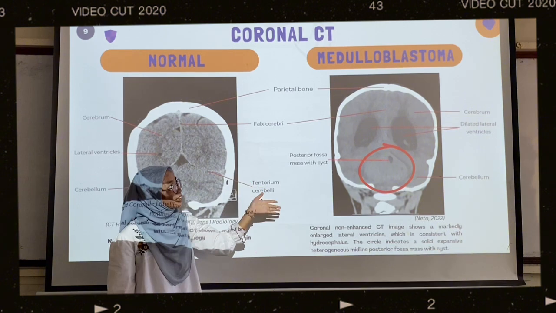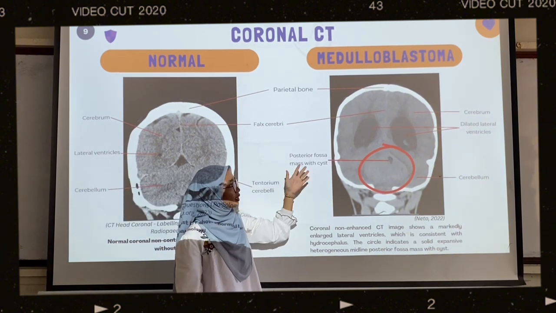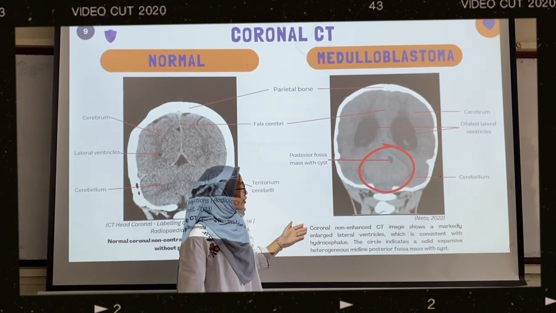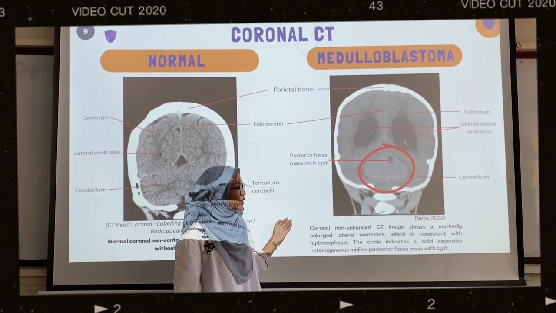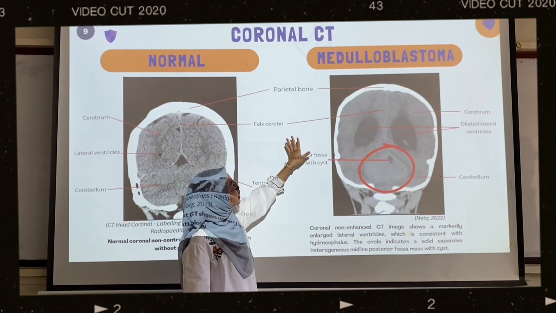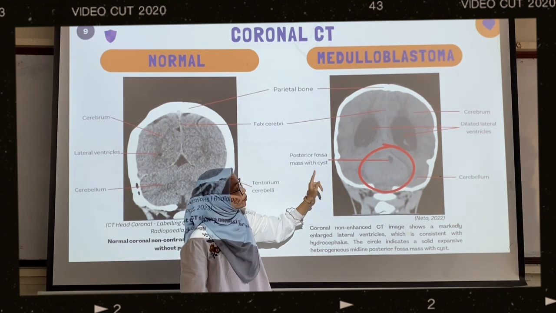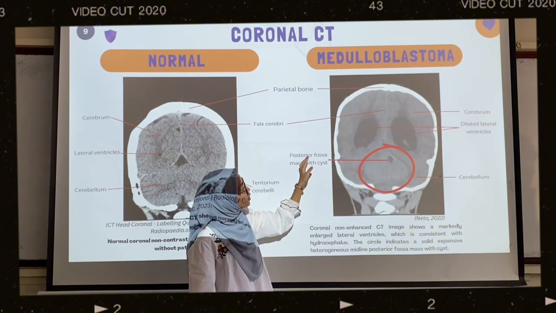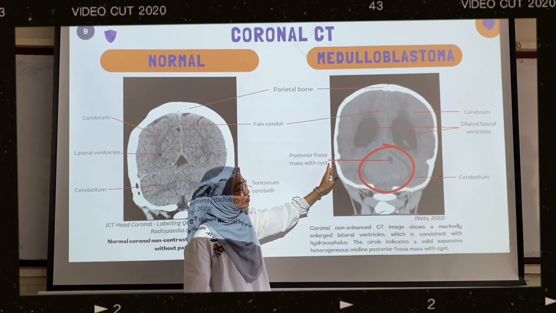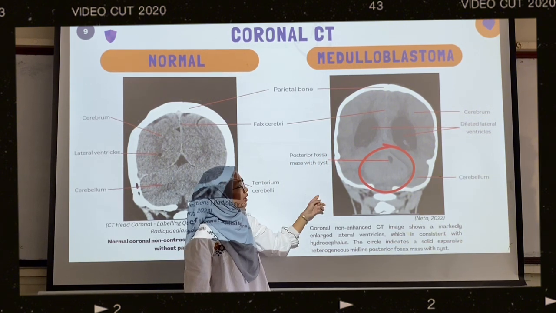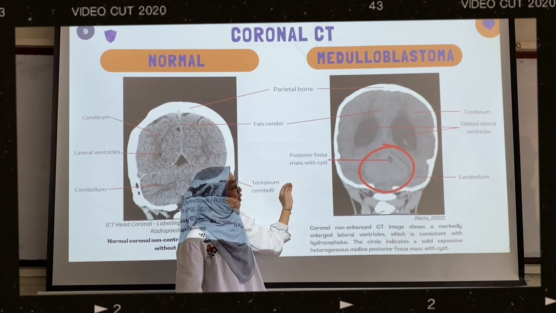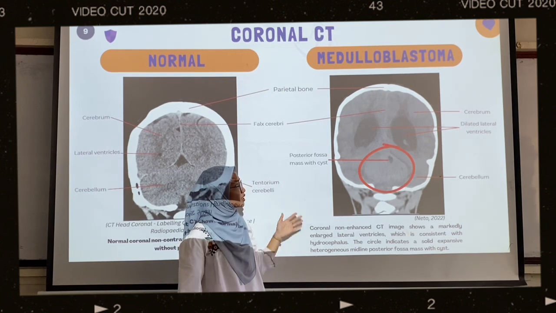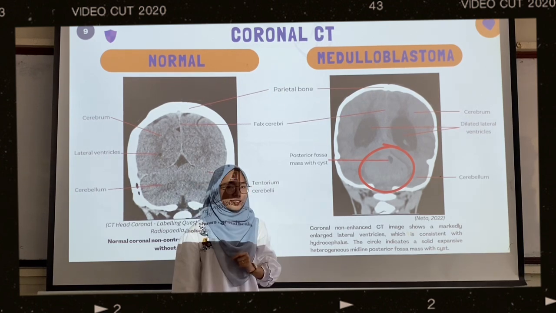While on this side, this is an image of medulloblastoma. This is a coronal non-enhanced CT image where you can see the structures: parietal bone, cerebrum, cerebellum, and also we have dilated lateral ventricles that indicate hydrocephalus. And this circle indicates a solid expansion of a heterogeneous posterior fossa mass with cysts.